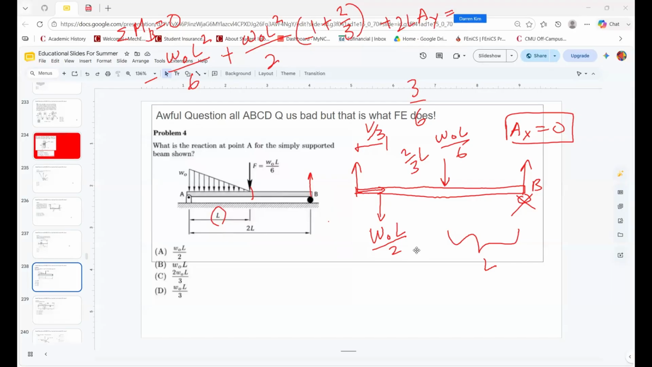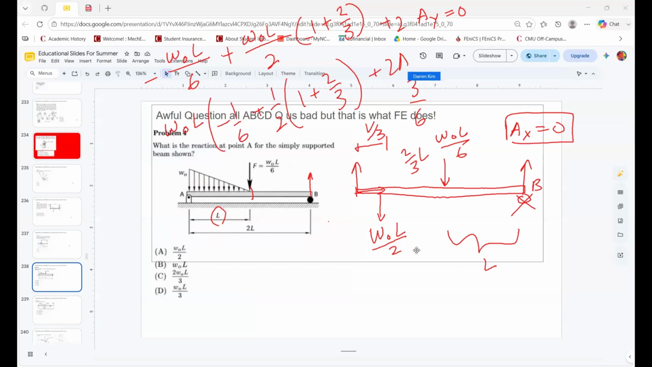Equals 0. So in this case, we have this formula over here, and we can add, subtract, we can do a lot of stuff to make this easier. But I think the best way is to grab a calculator. Oh, by the way, now that we have this formula, we can just start erasing the extra L's to make it into that form. Yes, basically. And then we can just plug it into the calculator. So WL, negative 1 divided by 6, plus 1 divided by 2, 1 plus 2 divided by 3, plus 2AY equals 0. So let me just parenthesize this and put that into the calculator.